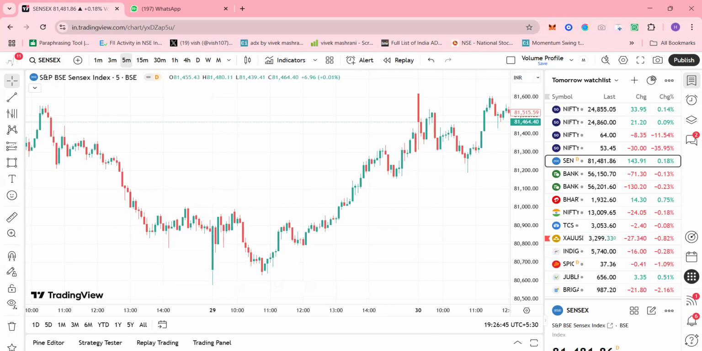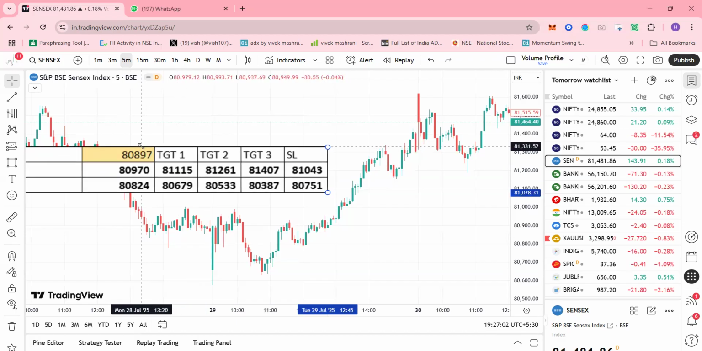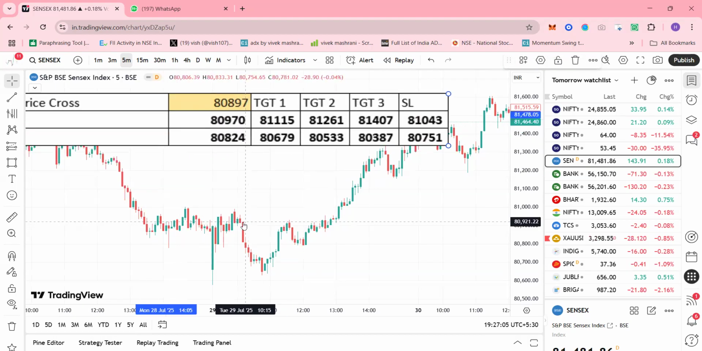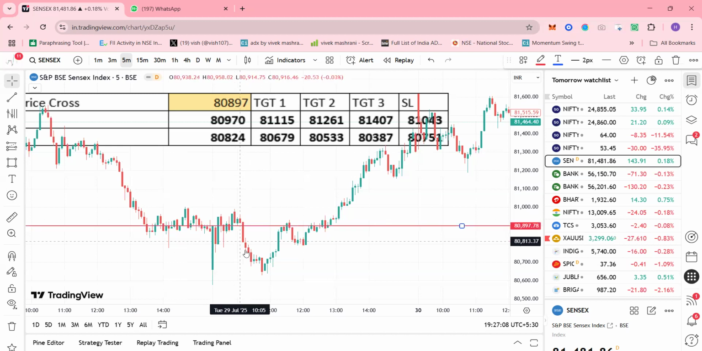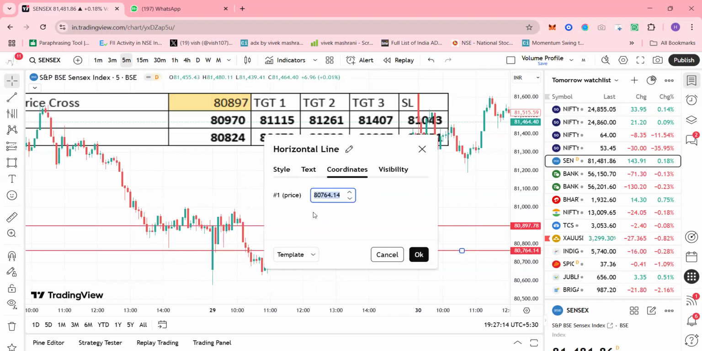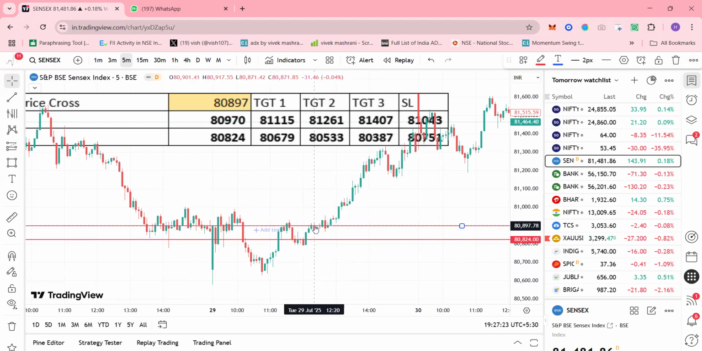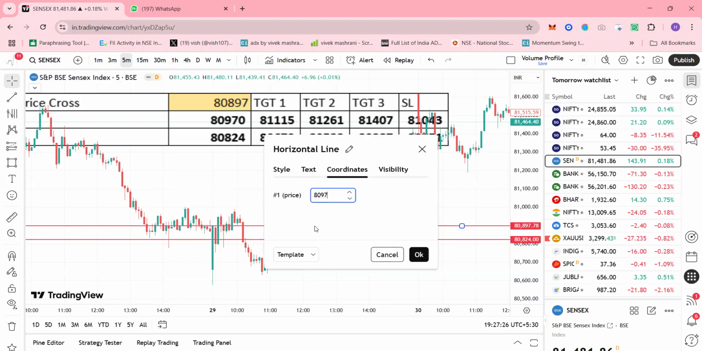80,897 was the closing price. So this is Sensex. According to this, once it crosses 80,970, we'll go long. At 80,824, we can look at shorts. 80,824 short, 80,970 long.